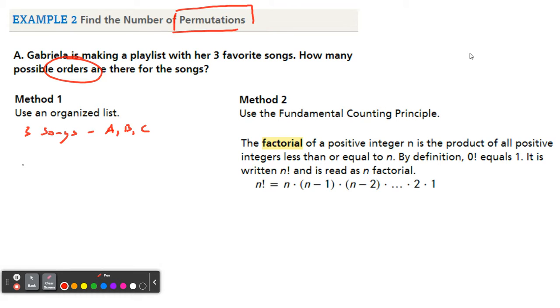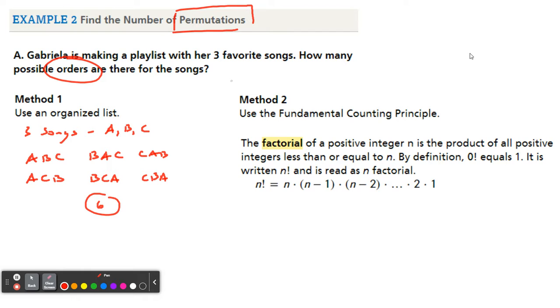So when I look at this, I could do A, B, C. I could do A, C, B. That would be A being first. Now let's put B first: B, A, C, B, C, A. Now I could do C first: C, A, B, C, B, A. And look, there are 6 possible ways to order those 3 songs.